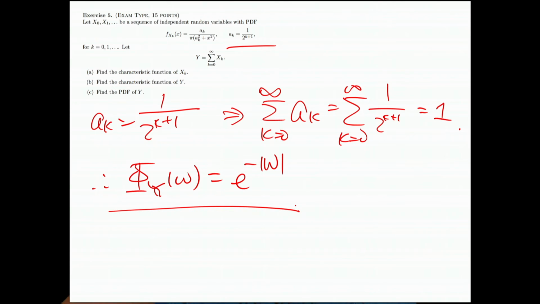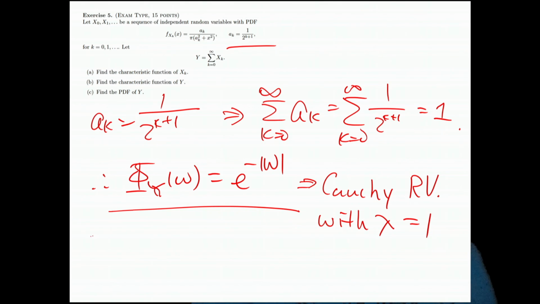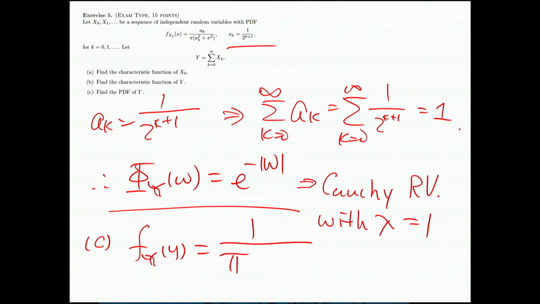Check your table for different types of random variables. Then this is a Cauchy random variable with the parameter lambda equals 1. So the PDF of y, because it's Cauchy and lambda is 1, is 1 over pi times 1 plus y squared.